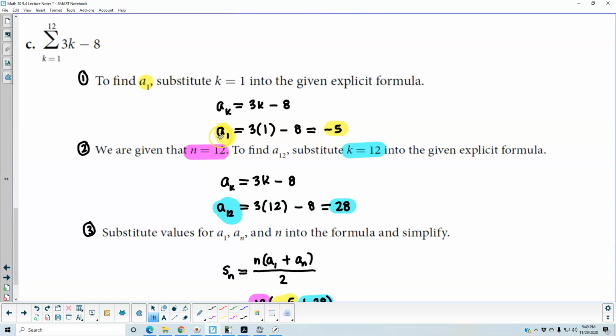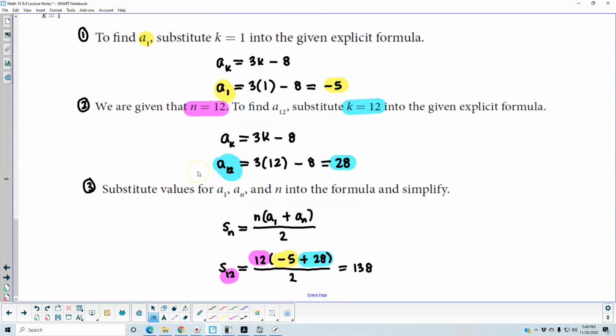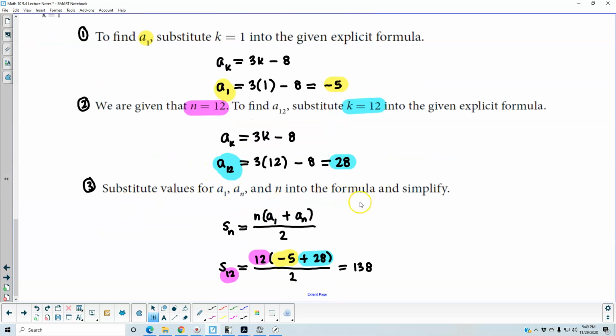So now we know that the first term is negative 5. We know that the last term of the sequence is 28. And we know that the amount of numbers is going from 1 to 12. So therefore, n is equal to 12. And then we're going to substitute those values into the formula. So S subscript 12 is going to equal 12 times negative 5 plus 28, divided by 2. And doing order of operations is going to give us 138.